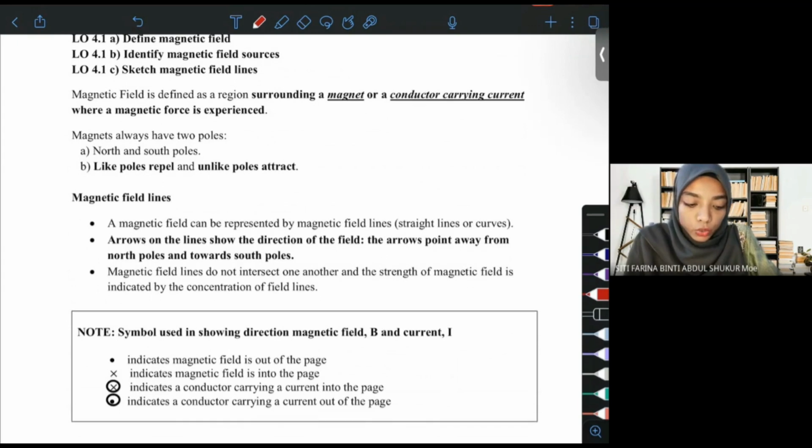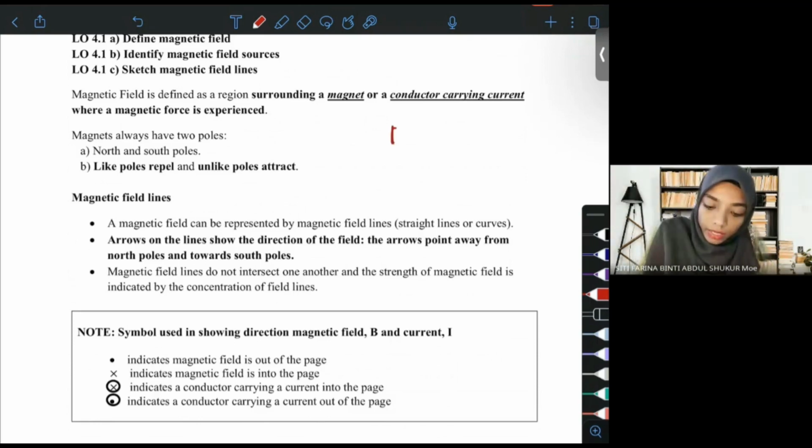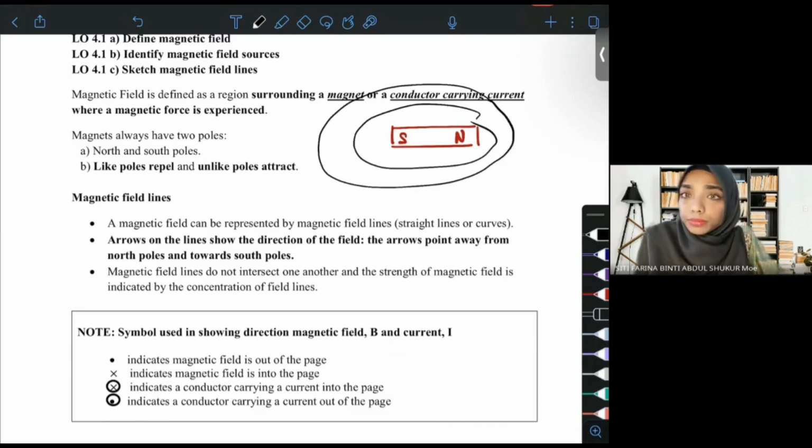definition. So magnetic field is defined as the region surrounding a magnet or a current carrying conductor where a magnetic force is experienced. So for example, basically when you have a magnet, this is your magnet, and we know magnet will have north pole and south pole, and the region surrounding this magnet is what we call as a magnetic field, where you can experience magnetic force here.